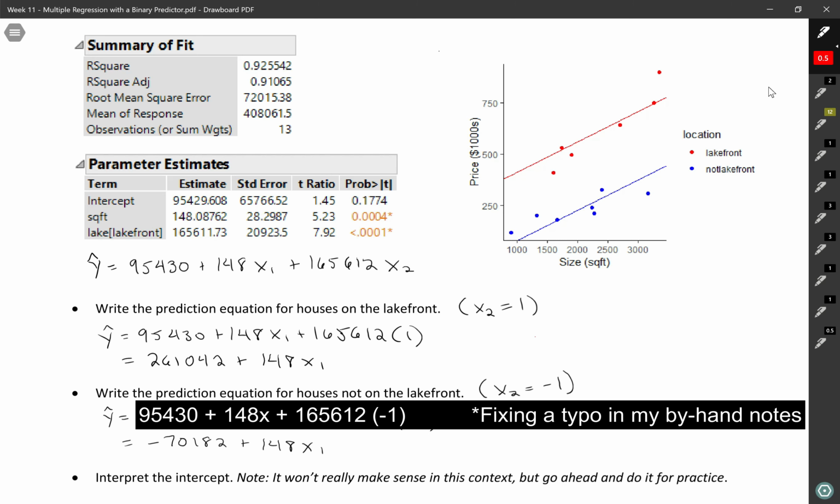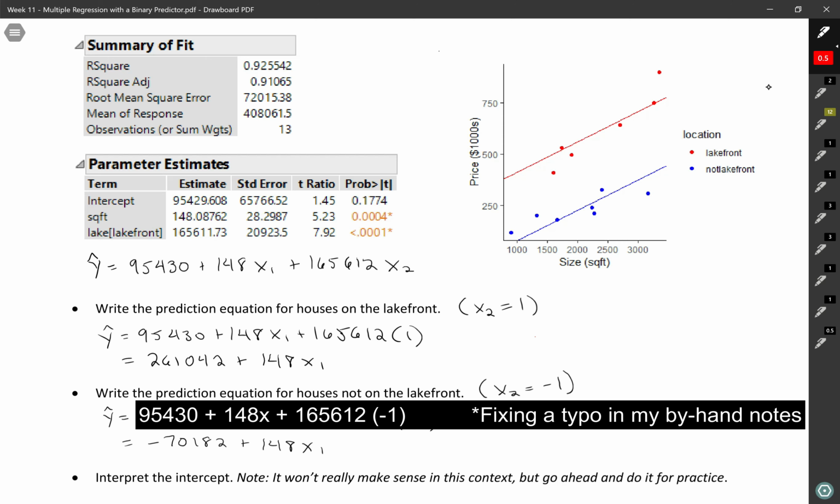So this works out basically the same way. We're going to be subtracting 165,000 this time. So we're still basically adjusting the intercept, but now we're adjusting it down because houses that are not on the lakefront tend to cost less than houses that are on the lakefront. And now we're back to just a regular linear equation. We've got an equation with a slope and an intercept.